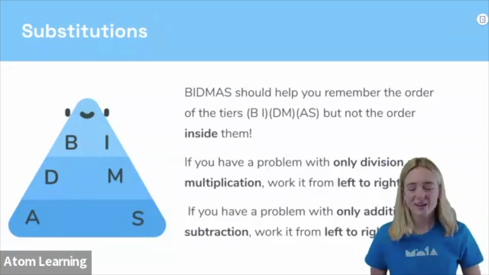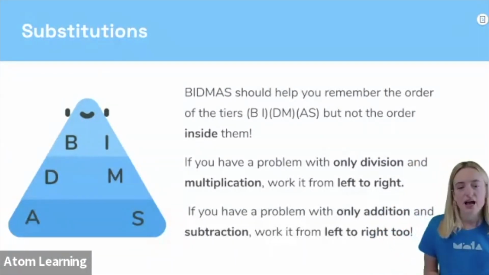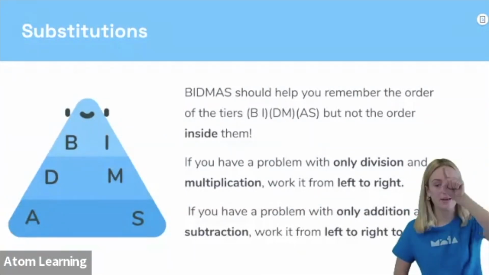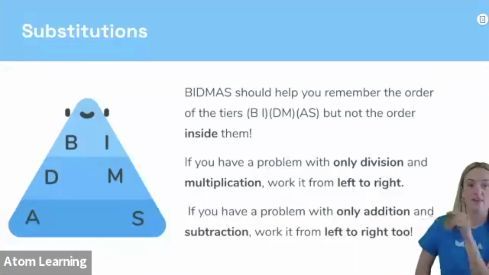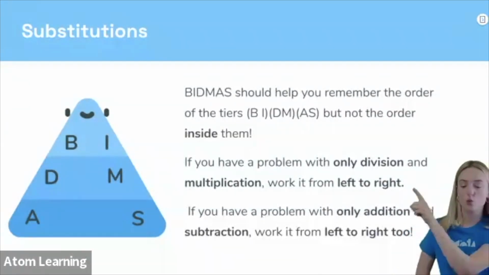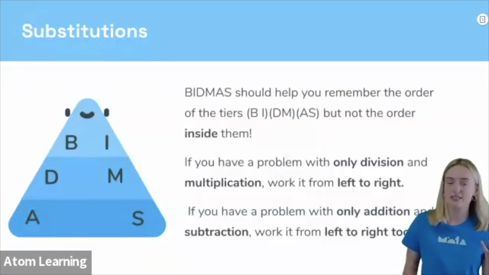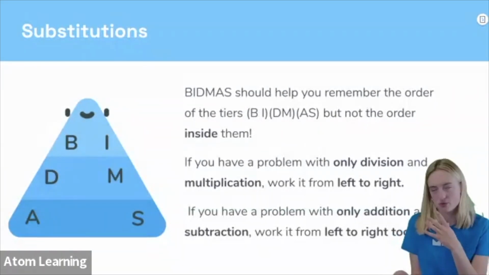We can look at it like a little pyramid, like this cute little pyramid here with a cute little face. It helps us to determine the order of the tiers: B and I, D and M, A and S. But it doesn't tell you which order to do it within the tiers. So if you've got something with division and multiplication, you work from left to right, because just because D comes before M in BIDMAS doesn't mean that you do division before multiplication.